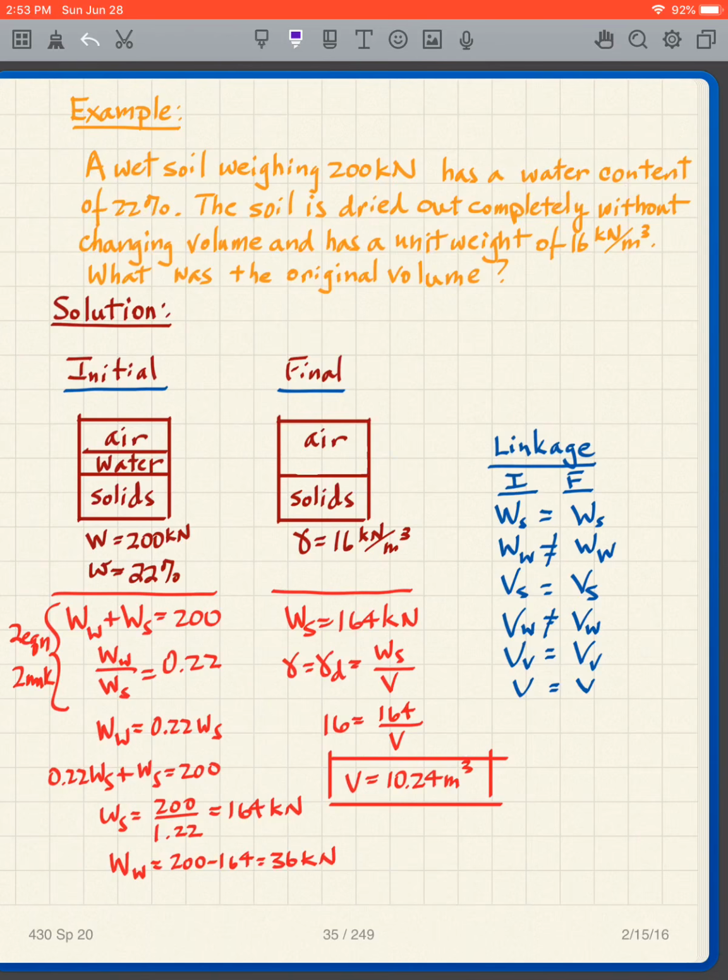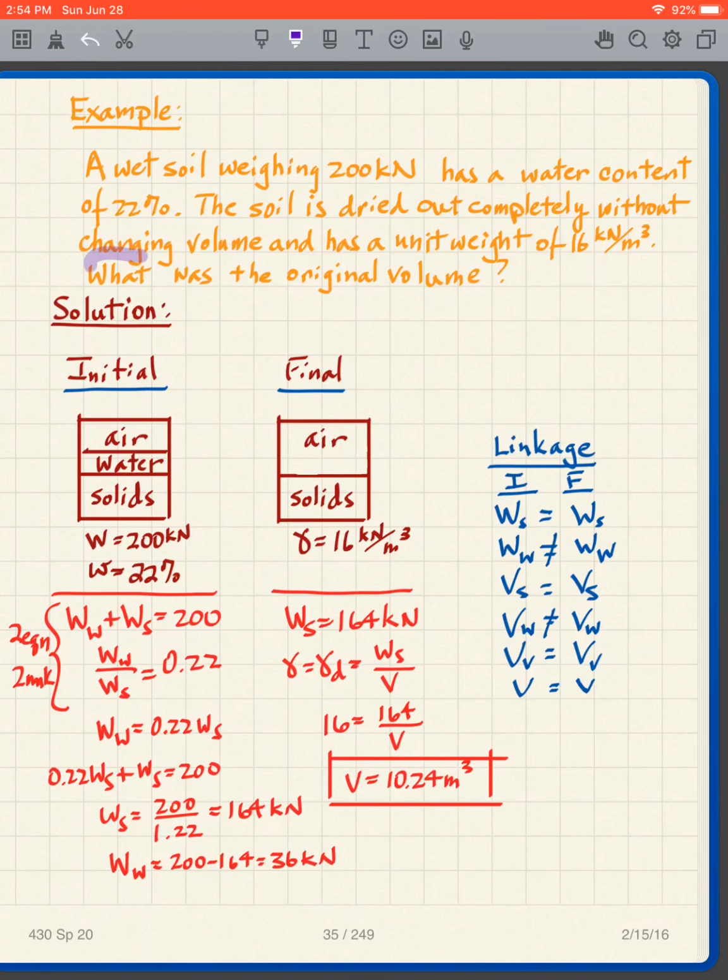The soil is dried out completely without changing volume. And then it has a unit weight of 16 kilonewtons per cubic meter. Okay, it's dried. So what does that tell me? The dried unit weight, dry density, 16 kilonewtons per cubic meter. That means the dry density is 16 kilonewtons per cubic meter.